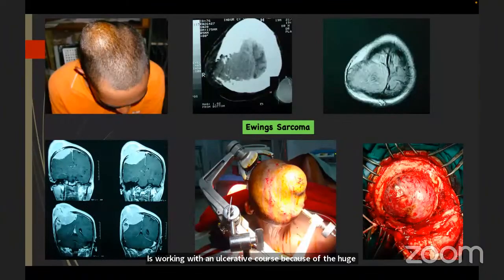And this is a case of a Ewing sarcoma, which you can see in the adolescent group rather than in the lower age group. You need to surgically excise them as thoroughly as possible, because they are not very sensitive to radiation.